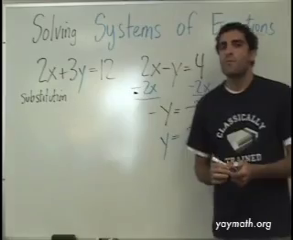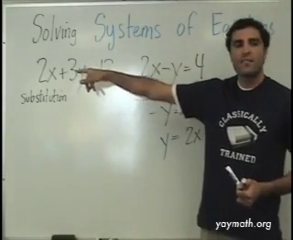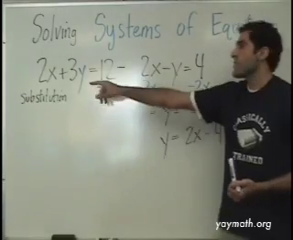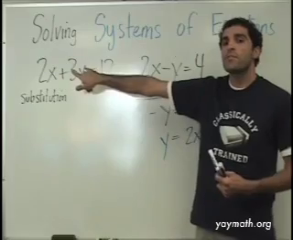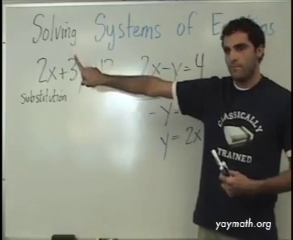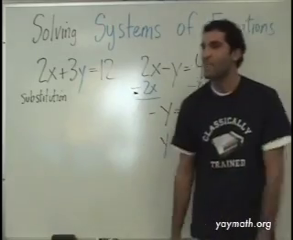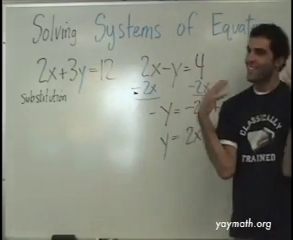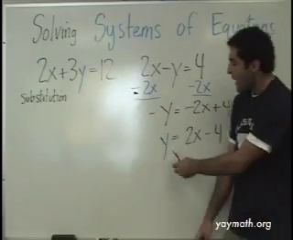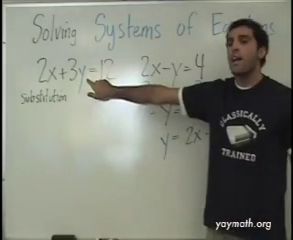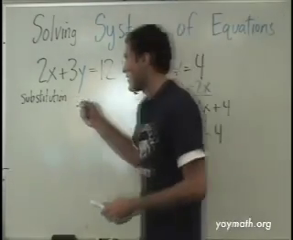What's the problem with two variables in one equation? Can you solve that? No. Can't solve because there's infinite solutions here. So what's the goal? To go from two variables to one. So now that y is isolated, instead of this y, we're going to write 2x minus 4, and watch what happens.